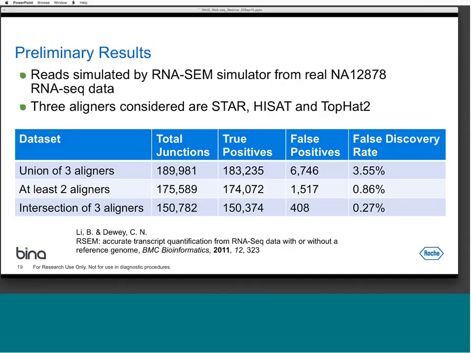As expected, if we take the union of all three aligners, we're able to get the most junctions overall. However, by simply considering, say, the junctions called by at least two aligners, we don't reduce the total number of junctions found too much, but we significantly reduce the false discovery rate. So there is this trade-off, whether you're interested in being as comprehensive as possible or improving the specificity of your study.